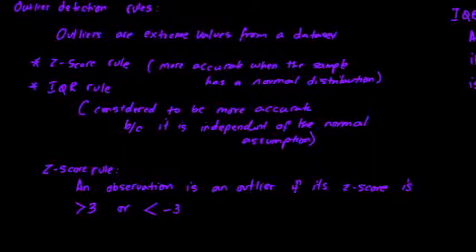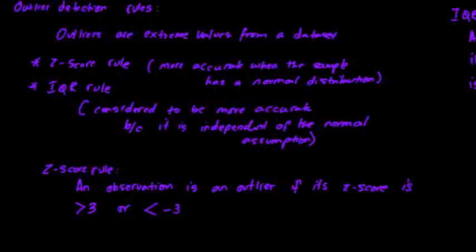Okay, outlier detection rules. There are two rules to detect outliers in a sample, and outliers are extreme values from a dataset, and these are values that do not satisfy a particular profile. And there are two types of rules. The first one is the Z-score rule, and the second one is the IQR rule.